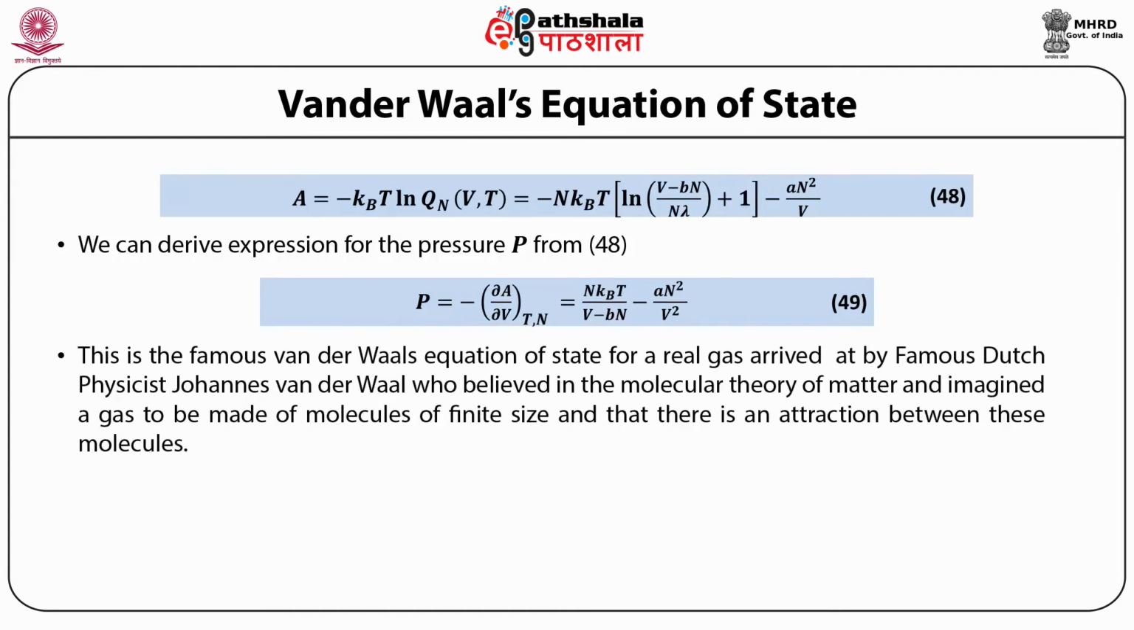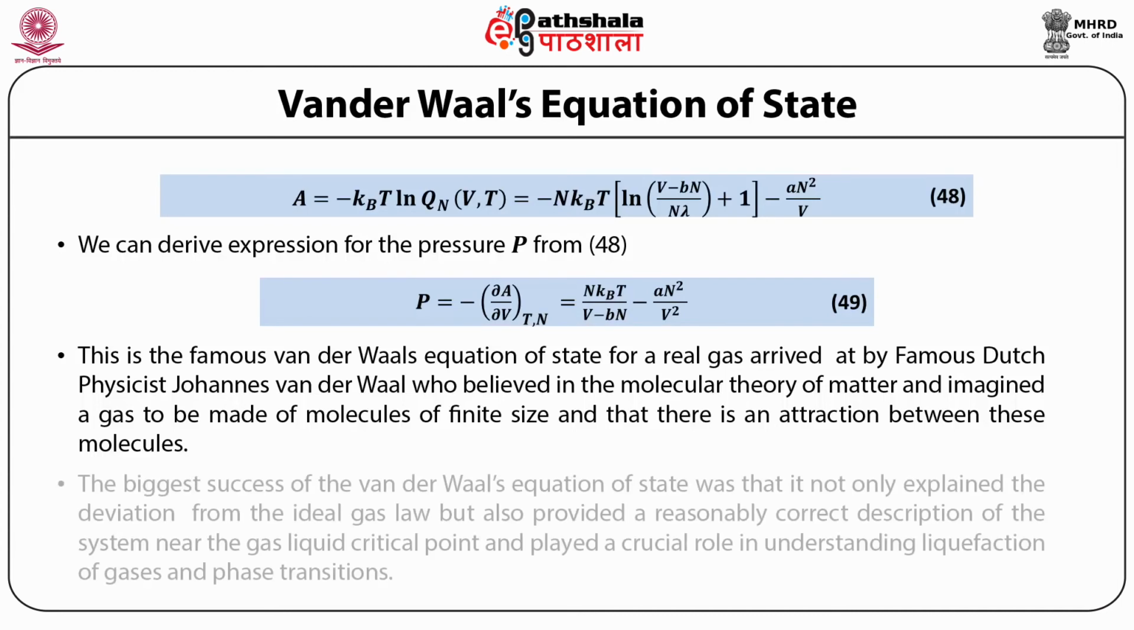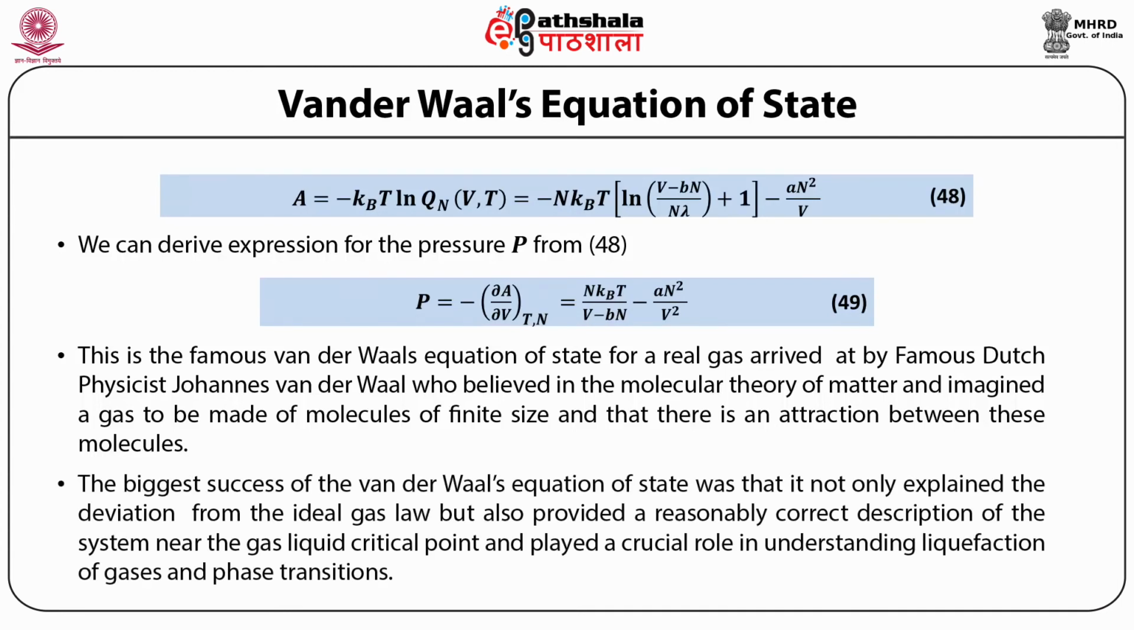This is the famous Van der Waals equation of state for a real gas, arrived at by the famous Dutch physicist Johannes van der Waals, who believed in the molecular theory of matter and imagined a gas to be made up of molecules of finite size with an attraction between these molecules. The biggest success of the Van der Waals equation of state was that it not only explained the deviation from the ideal gas law, but also provided a reasonably correct description of the system near the gas-liquid critical point, and played a crucial role in understanding liquefaction of gases and phase transitions.